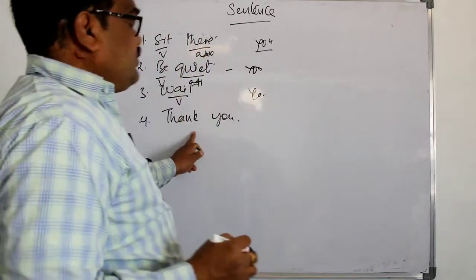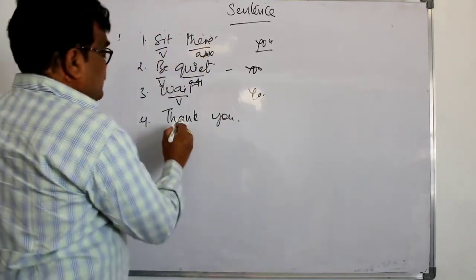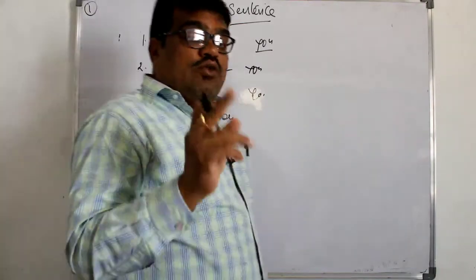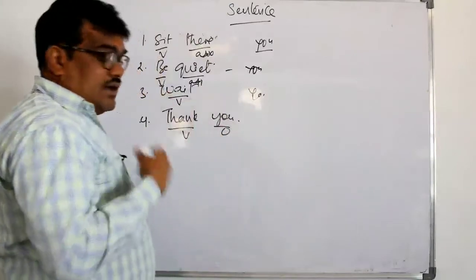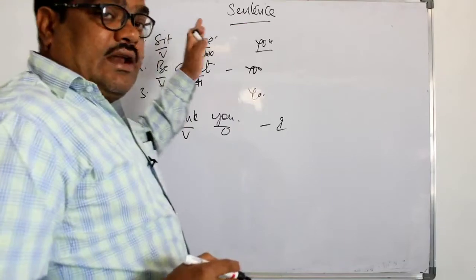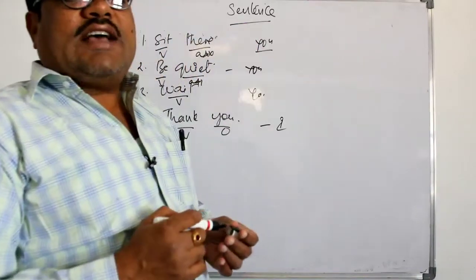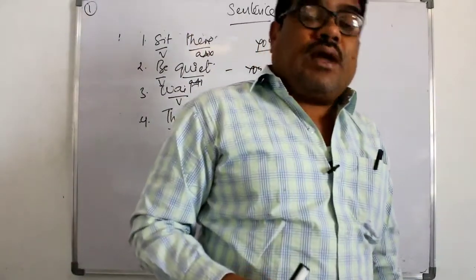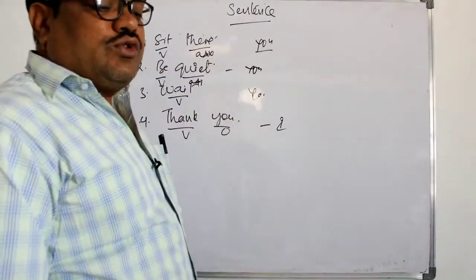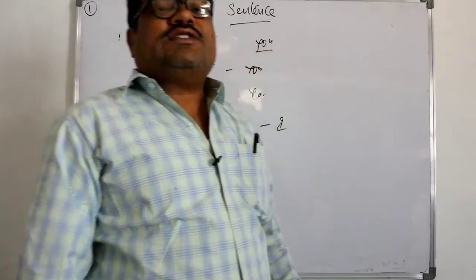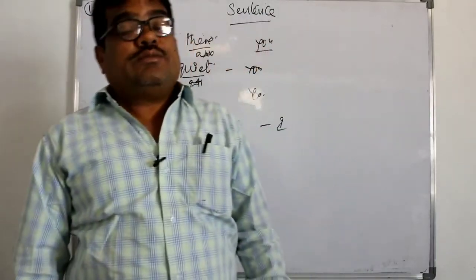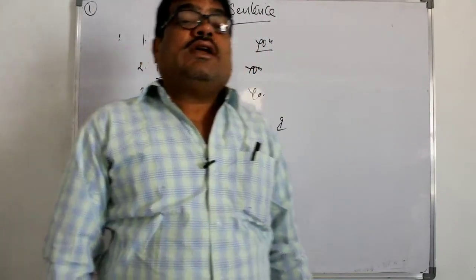Now take the fourth example: Thank you. This is the verb and this is the object. We don't have the subject. When we don't have the subject, it is implied here as I. So there are sentences which don't have the subject, but it is implied or indicated. We can also say that definitely in a sentence there must be a subject and a verb, but sometimes in a sentence we don't have the subject, it is implied or indicated.